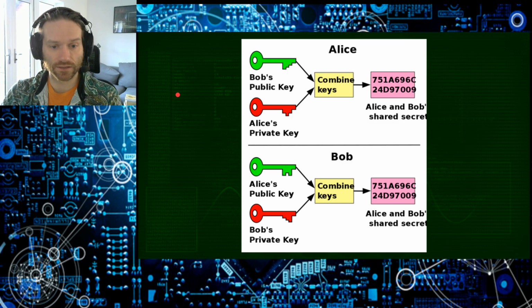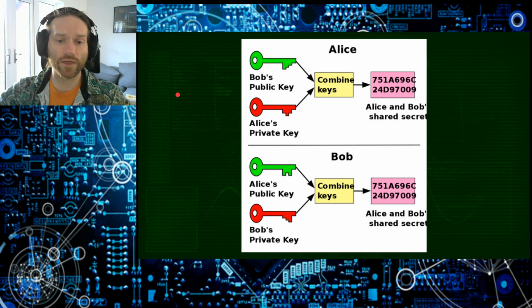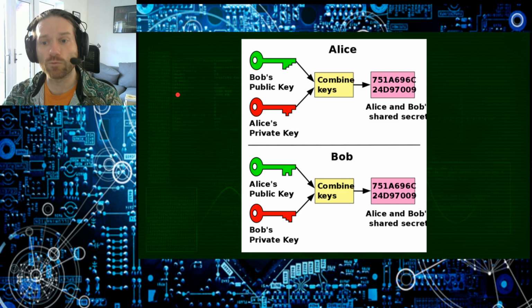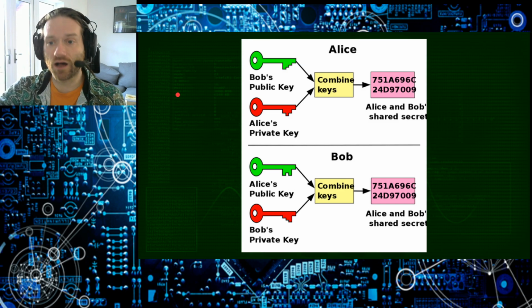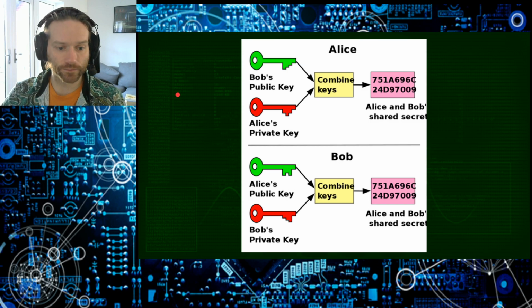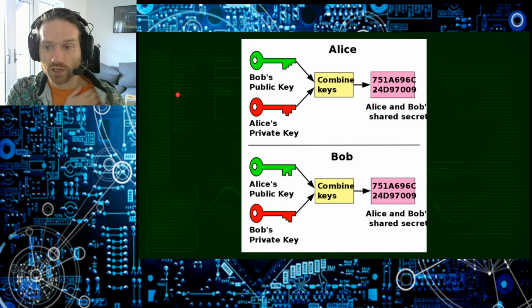Does that make sense? Okay, so in theory, you can combine all of these different public keys with your private key, and that means that anyone who is part of that keychain can then read those messages. Does that make sense to everyone? What's going on there?